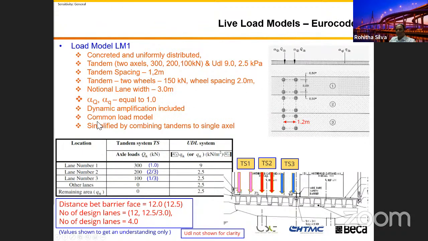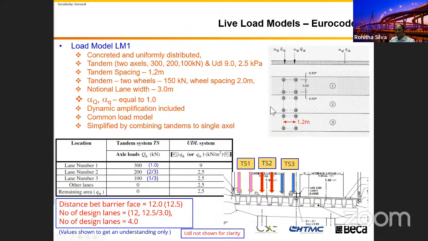And then this is the common load model I put in the bridge design. You can simplify it by combining the axles, but I don't recommend that one. Yeah, this is a very simple load model to use.